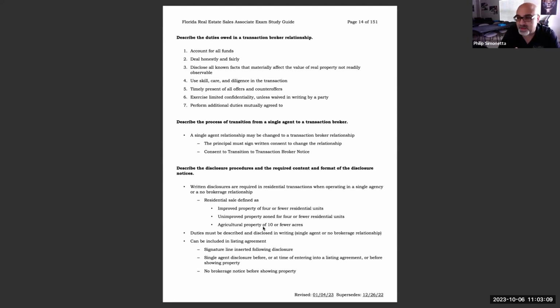Now, the way you can remember that, in a single agency, you have obedience. You must listen to them. You don't have limited, and you have confidentiality. You don't have limited, right? So here you can exercise limited confidentiality. As a single agent, you must exercise confidentiality and perform additional duties as agreed to. You must have obedience in the single agency. Here, you can perform additional duties if you agree to them in writing on the listing, right?